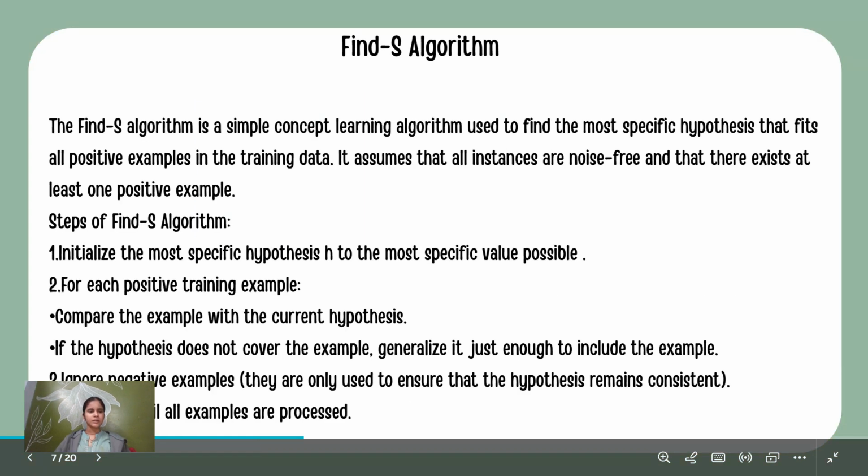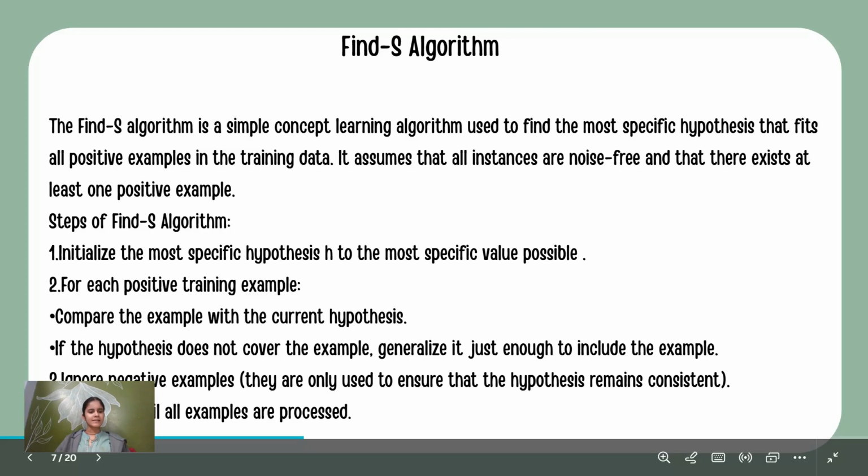Now, the Find-S algorithm. The Find-S algorithm is a simple concept learning algorithm used to find the most specific hypothesis that fits all positive examples in the training data. It assumes that all instances are noise free and that there exists at least one positive example.